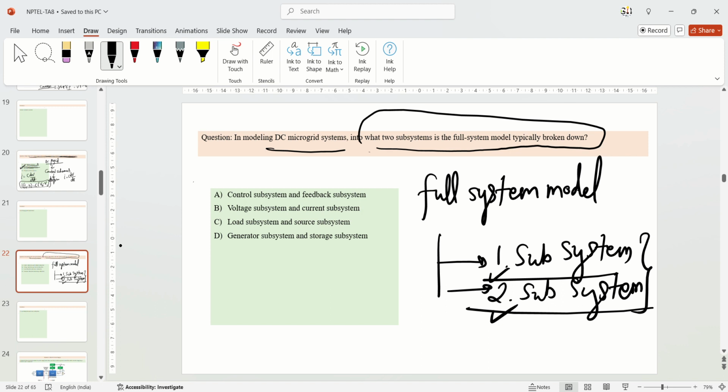Any answer from anyone? Last 1 minute to solve this question.